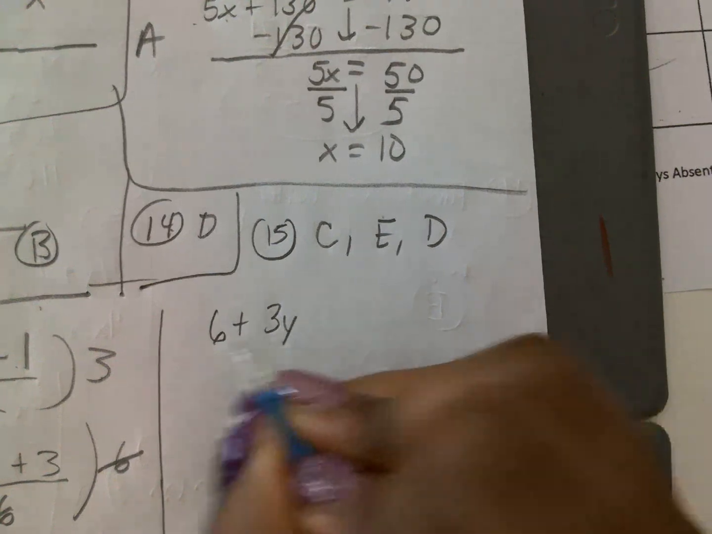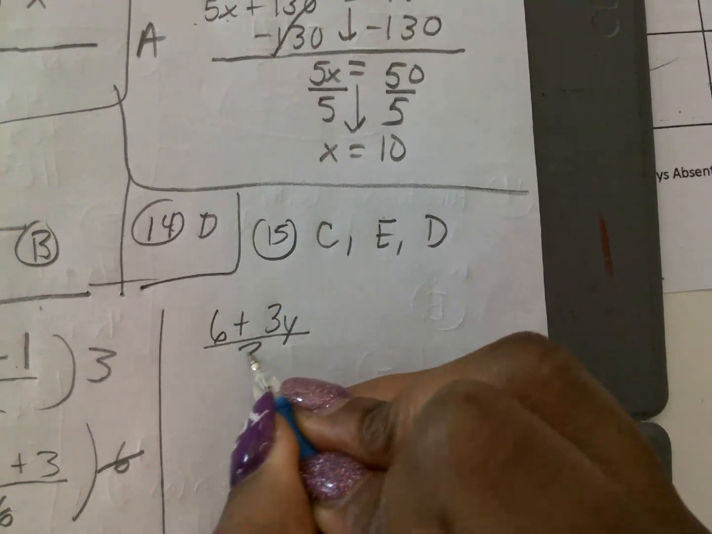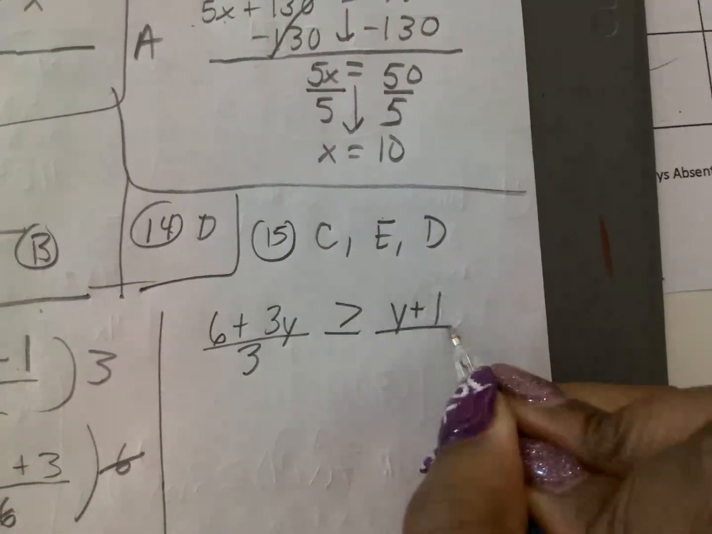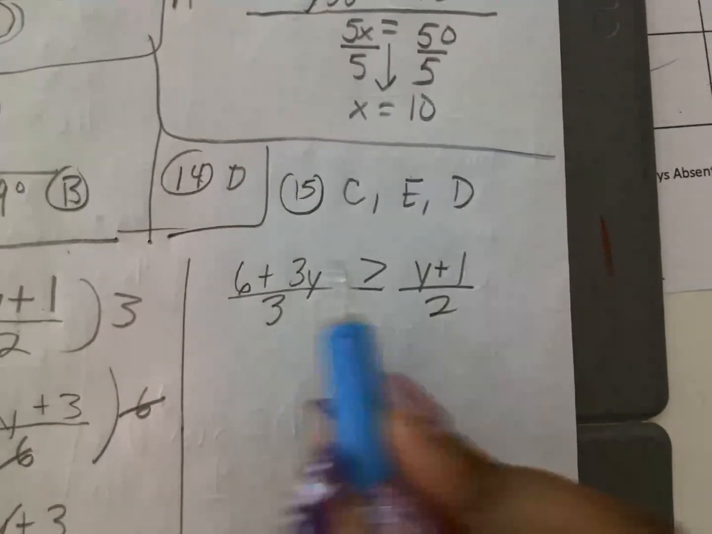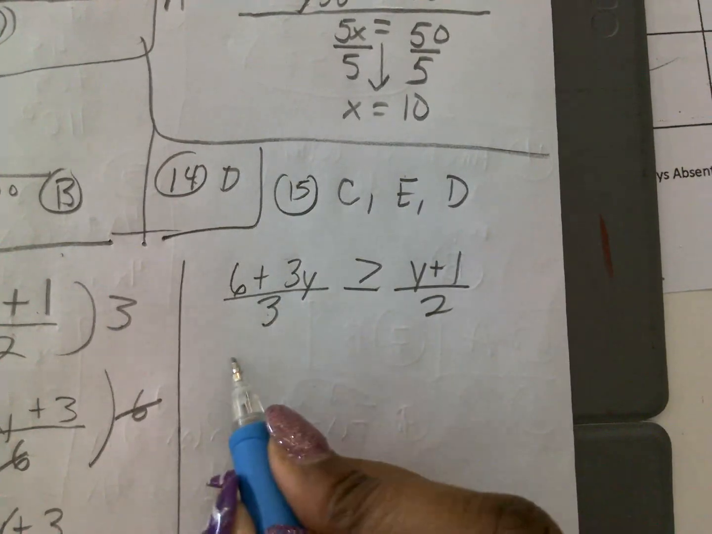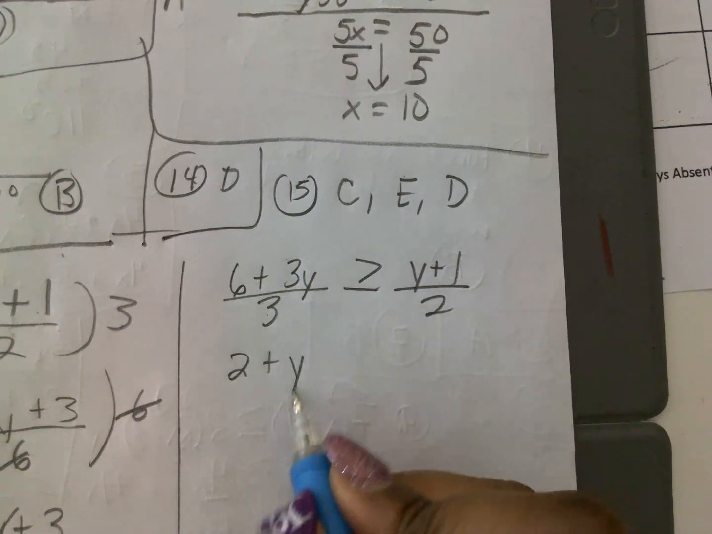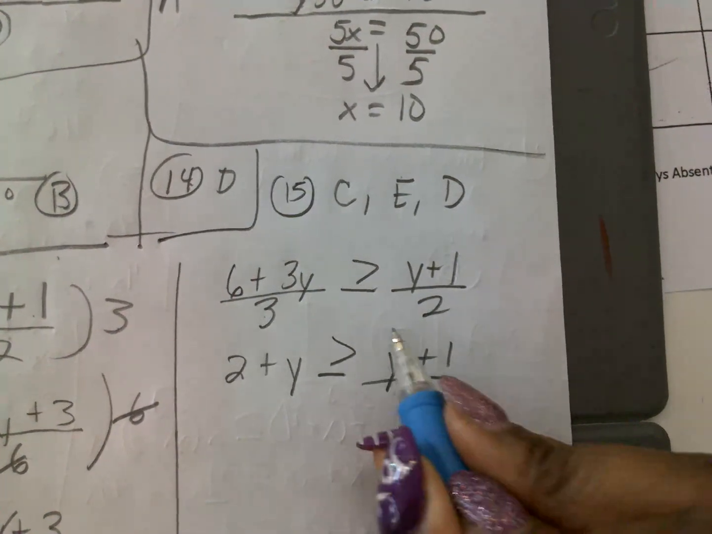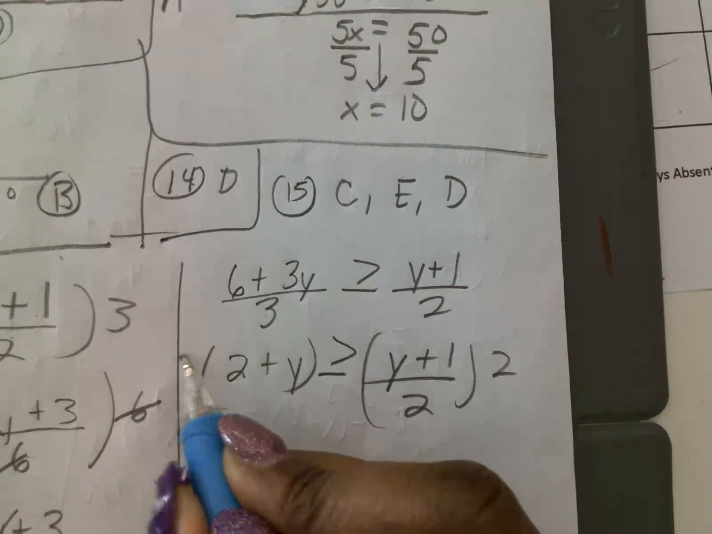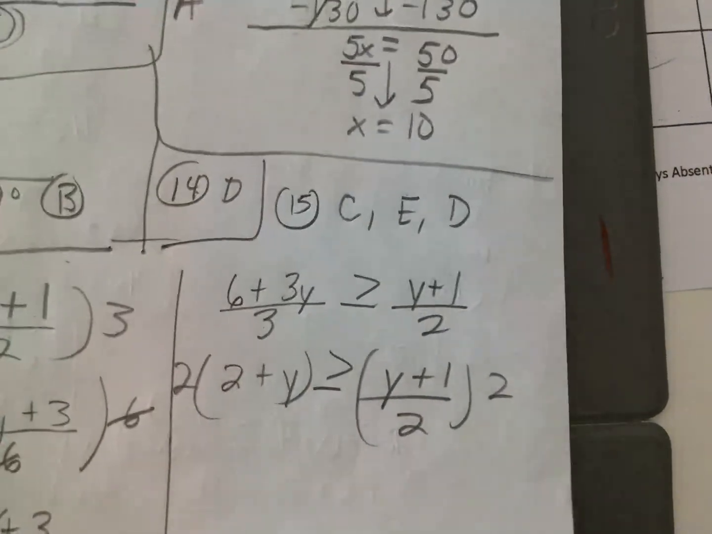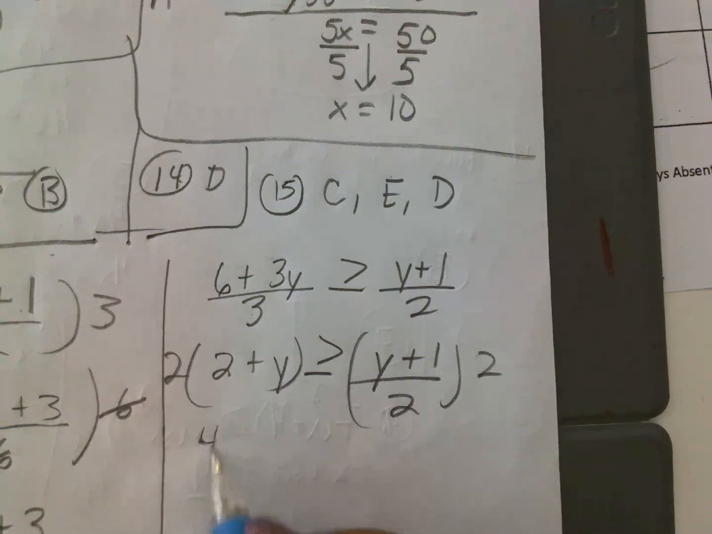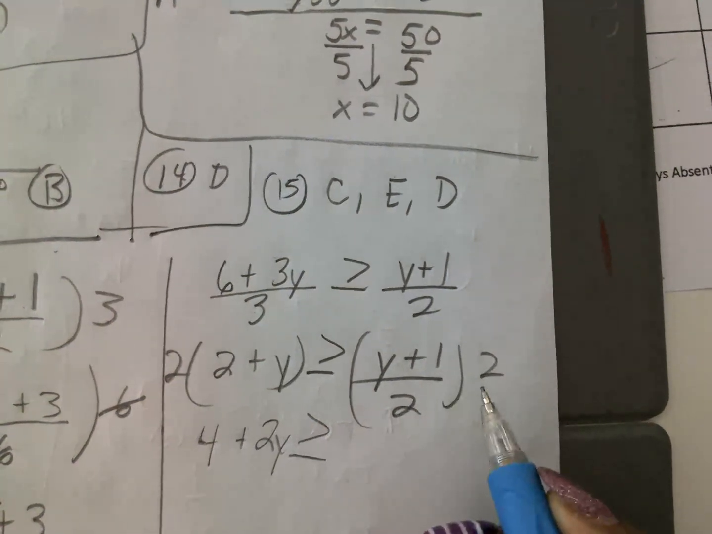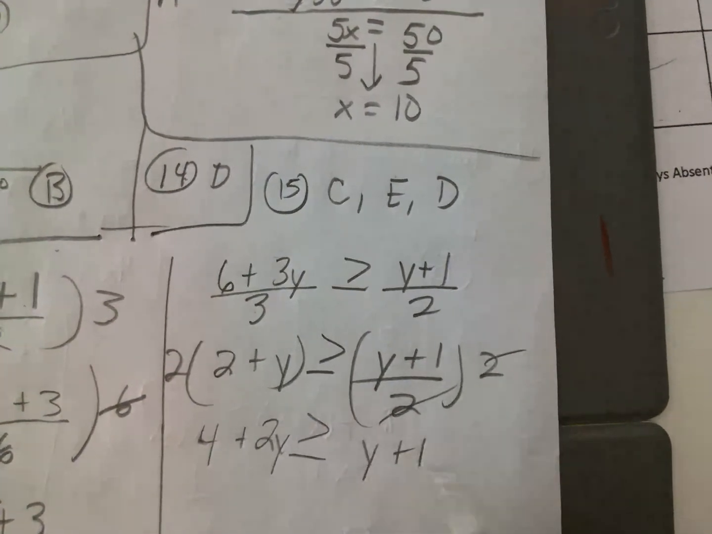6 plus 3y divided by the 3 here. Okay. I'm going to reduce this side. 6 divided by 3 is 2. Then that's going to be y. That's much better anyway. y plus 1 divided by 2. So let's multiply both sides by 2. We're going to do it again because I did something crazy. 2 times 2 is 4 plus this is 2y. Okay. And this is gone. So this is y plus 1.